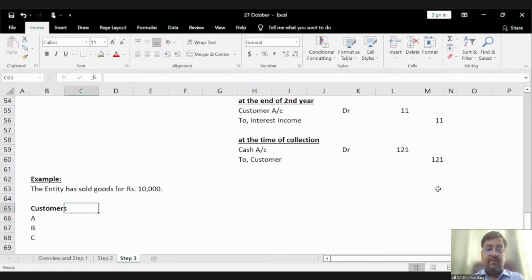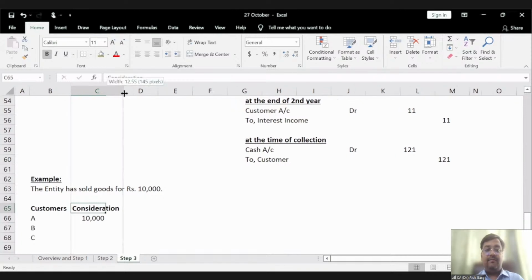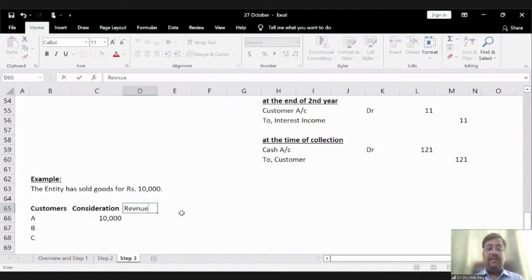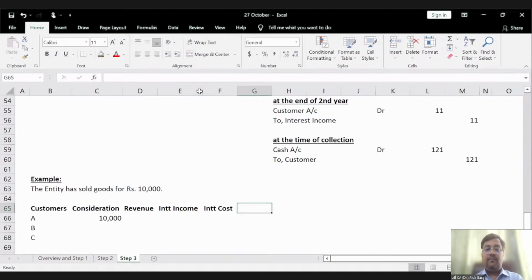In case of the first customer, the entity has received an upfront consideration of 10,000. So the entity has sold goods worth rupees 10,000 and has received a consideration of rupees 10,000 from the customer. Now, how much revenue is going to be recognized? Revenue, interest income, interest cost, remarks.